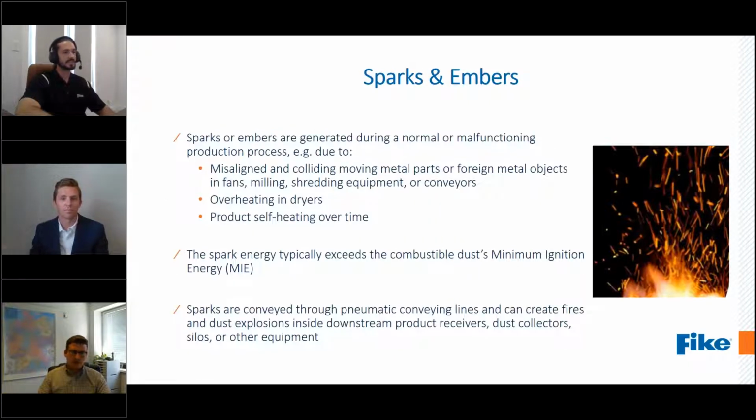And I think this is the last ignition source that we want to cover with you guys today. It's sparks and embers. So in general, sparks and embers are generated due to normal or malfunctioning product process. This can be due to misaligned or colliding moving metal parts, overheating in dryers, self-heating. A spark typically exceeds the combustible dust minimum ignition energy, which is not great. That can lead to ignition and continued deflagration.